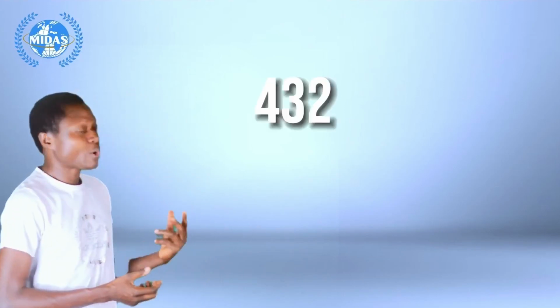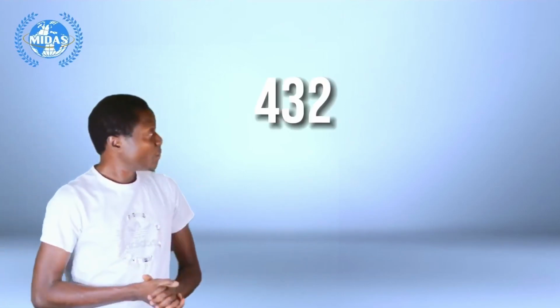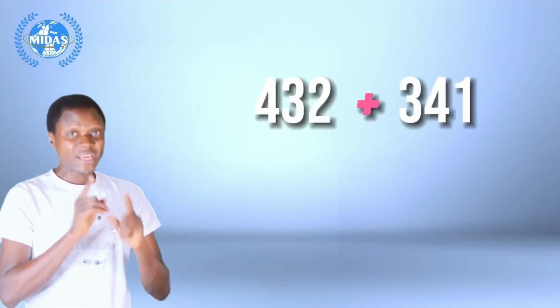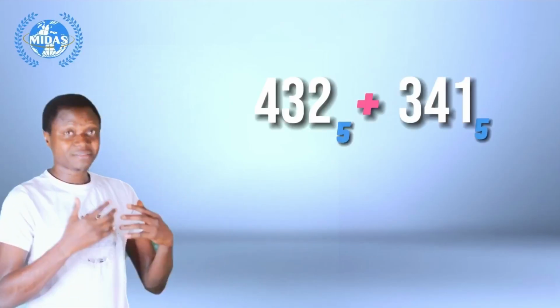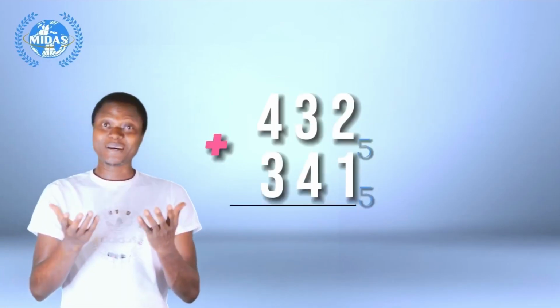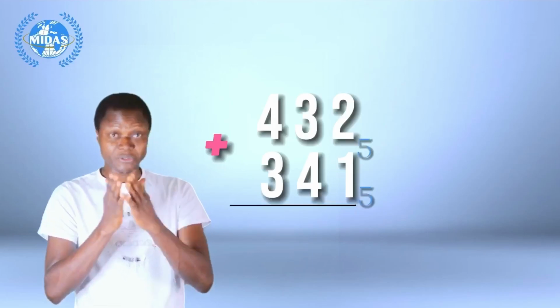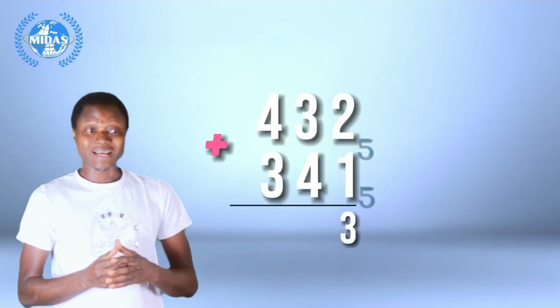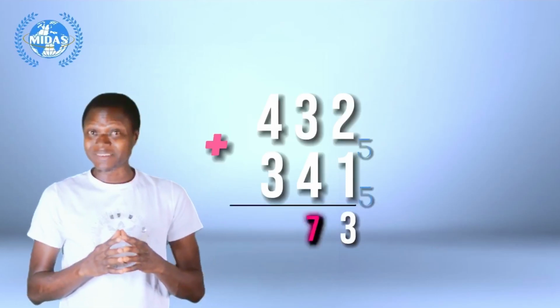So let's try another example. Let's say you have 432 plus 341 base 5. Both of them base 5. Add them together. And now you have 2 plus 1. Normal. The room can contain it because 2 plus 1 is 3, isn't it? Then you now have 3 plus 4.